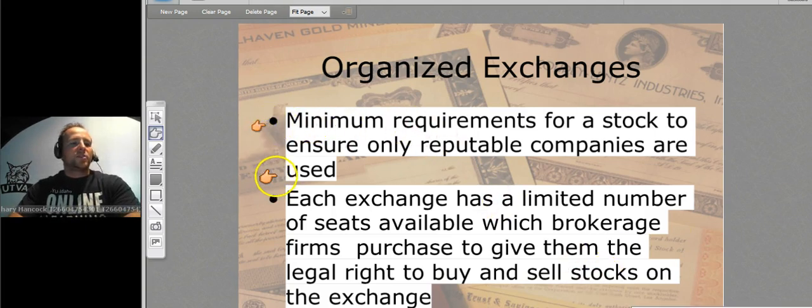Okay, organized exchanges. There's a minimum requirement of stocks to ensure a reputable company is used. Each exchange has a limited number of seats available, which brokerage firms purchase to give them legal rights to buy and sell stocks on the exchange. So if you're wanting to buy through a broker, they have to be part of a certain group to do that.